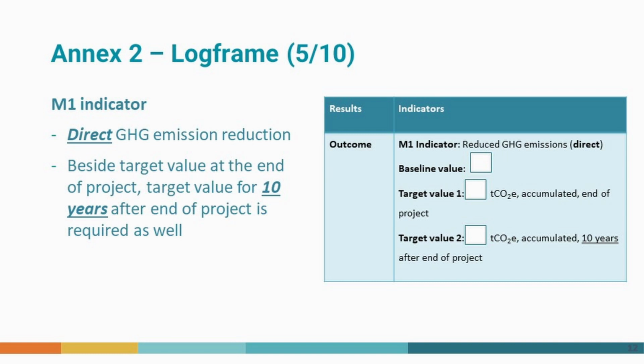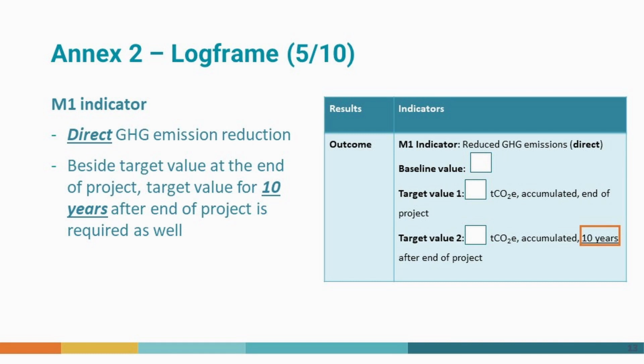Slide 5, M1 indicator. Let's zoom in on the 5 mandatory core indicators starting with M1, reduced greenhouse gas emissions. This is one of the most important indicators of the facility, showing the climate change mitigation impact of our investments. In this indicator, projects are expected to define a specific target value in tCO2e cumulative at the end of a project and target value for 10 years after the end of a project.